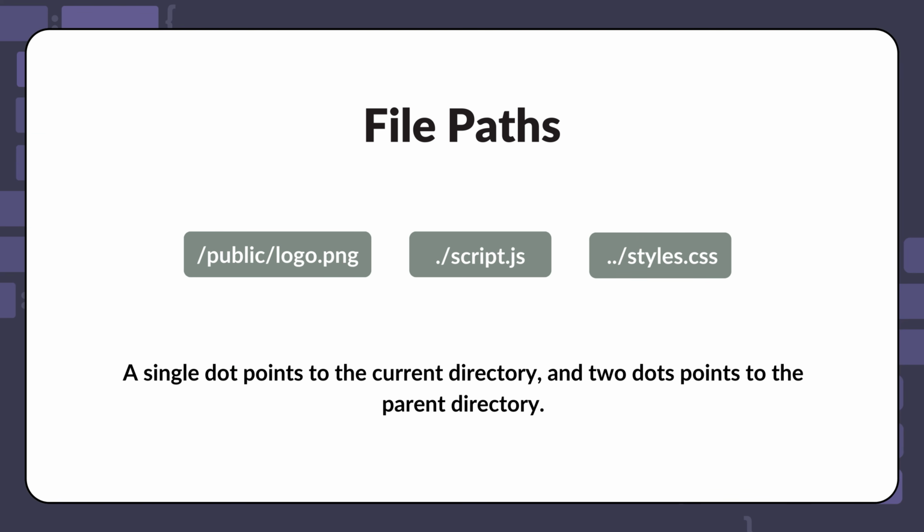A single dot points to the current directory and two dots point to the parent directory. You will typically see a single dot used to ensure that the path is recognized as a relative path. Remember that you learned in a previous lecture about relative versus absolute paths before. Double dots, however, are much more common to access files outside of the current working directory.